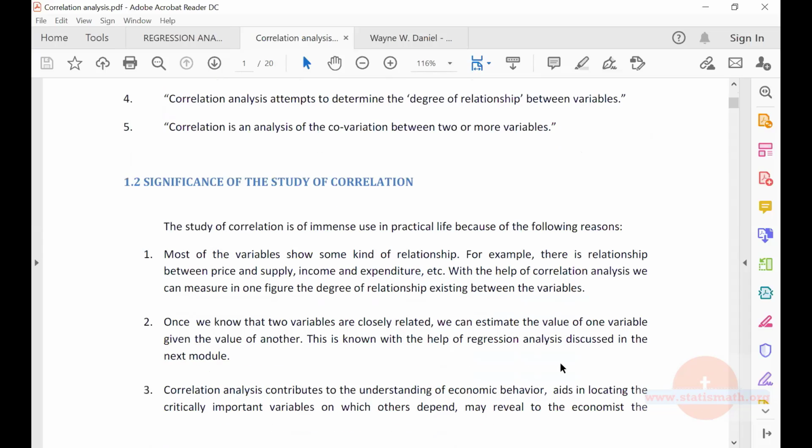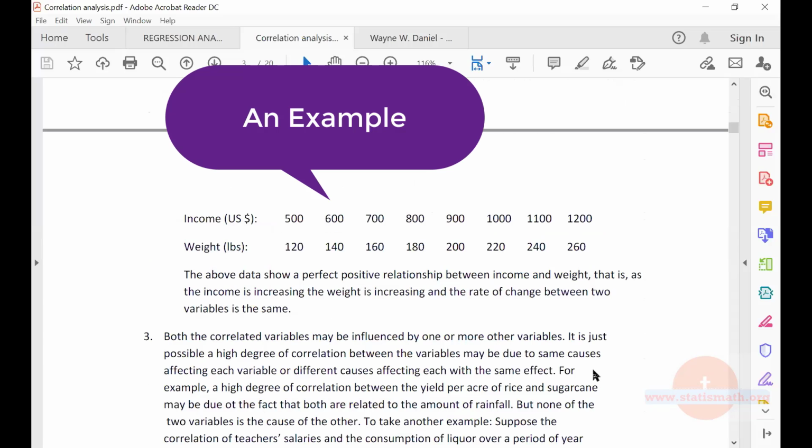So what is the significance of the study of correlation? The study of correlation is of immense use in practical life because of the following reasons. You can study the relationship between two quantitative variables. For example, there is a relationship between price and supply, income and expenditure, and so on. With the help of correlation analysis, we can measure in one figure the degree of relationship existing between the variables.